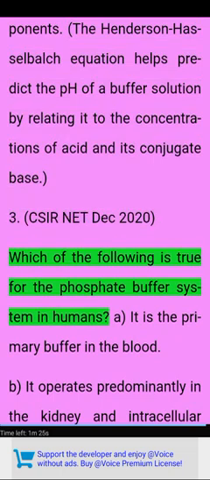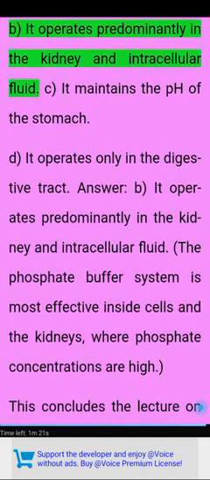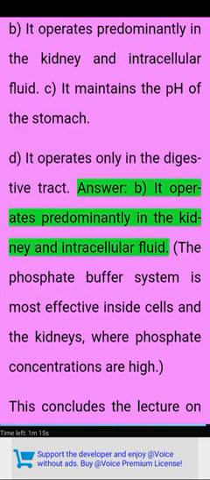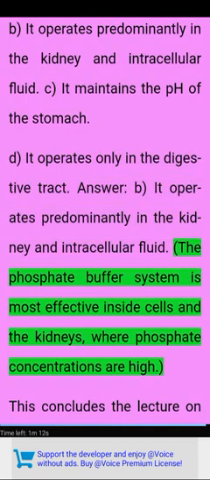3. CSIR NET December 2020. Which of the following is true for the phosphate buffer system in humans? A. It is the primary buffer in the blood. B. It operates predominantly in the kidney and intracellular fluid. C. It maintains the pH of the stomach. D. It operates only in the digestive tract. Answer: B. The phosphate buffer system is most effective inside cells and in the kidneys, where phosphate concentrations are high.